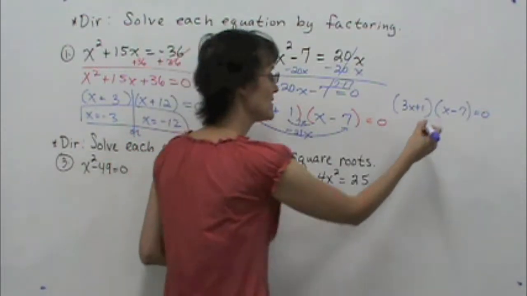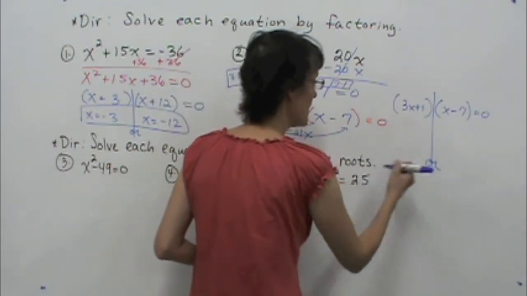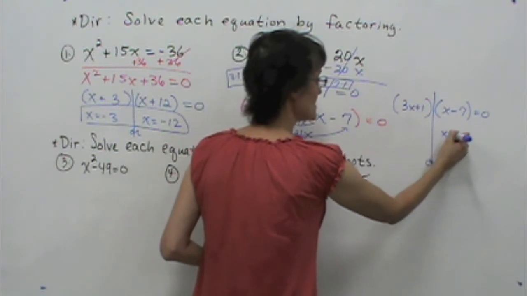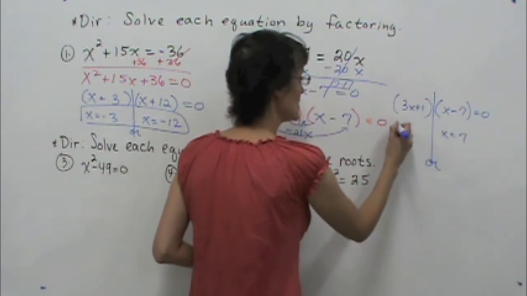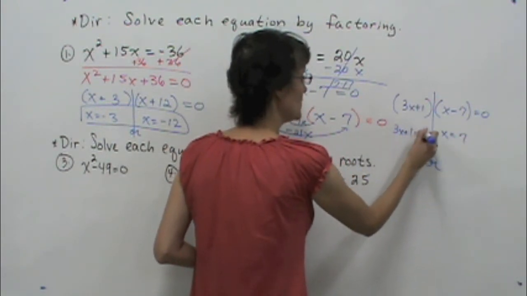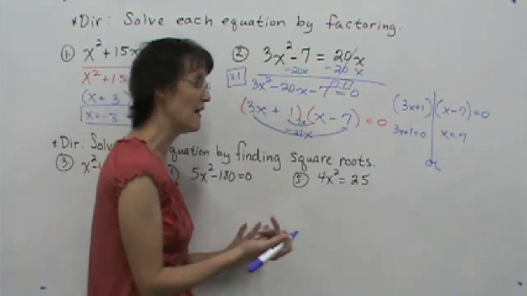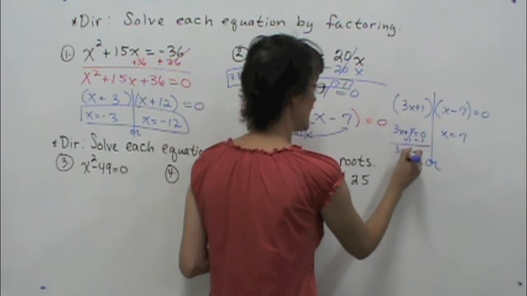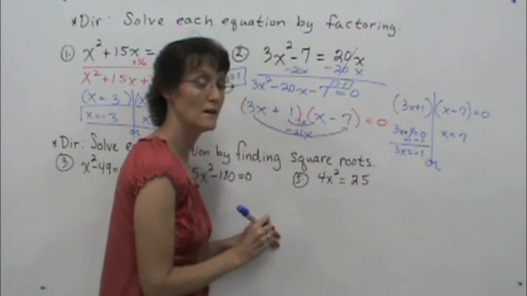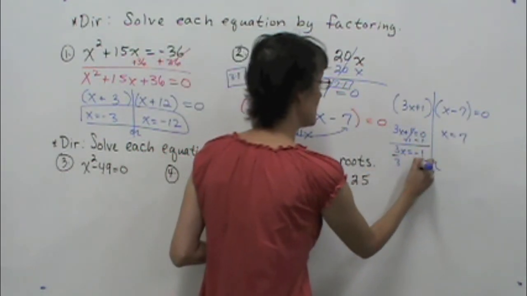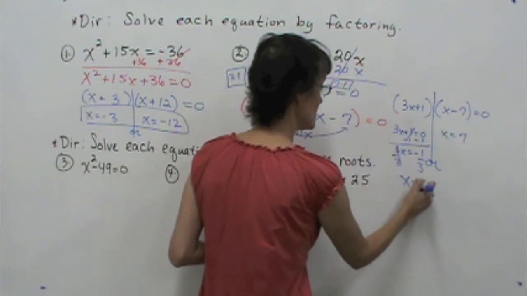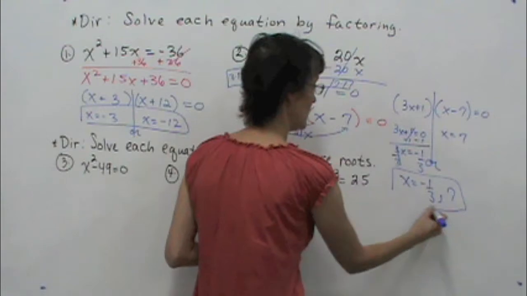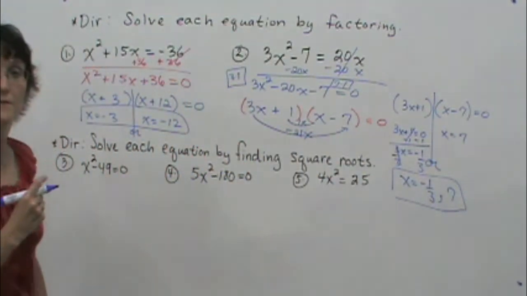So here's my split, this is my OR, and then I set each one of these equal to 0. This one's easier, x is equal to 7. Some of you can do this in your head, that's nice. If you don't make an error, I'll allow you to do that. Start making errors, you're going to do those baby steps. So 3x equals -1, and then divide by 3. And so then my x is equal to -1/3, or x is equal to 7. And there's your answers right there.